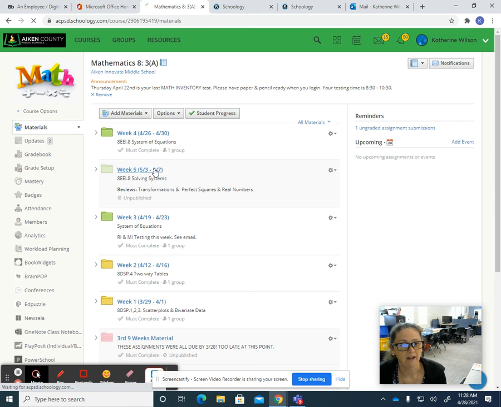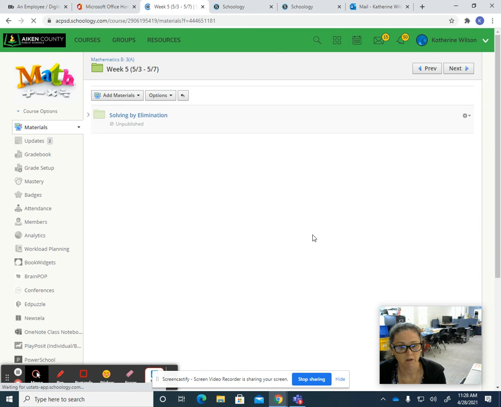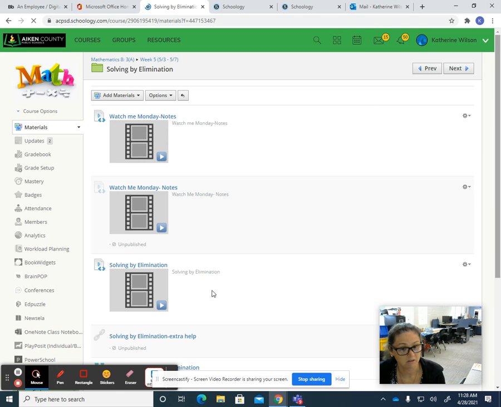So in week 5, we're going to finish up our last type of ways to solve a system of equations, and this is called by elimination. And elimination means to eliminate. So there are 2 different videos on notes. One is longer than the others. It goes through the steps that you need to use in order to solve a system of equations by elimination. It starts off with easy examples and works its way up to harder examples.